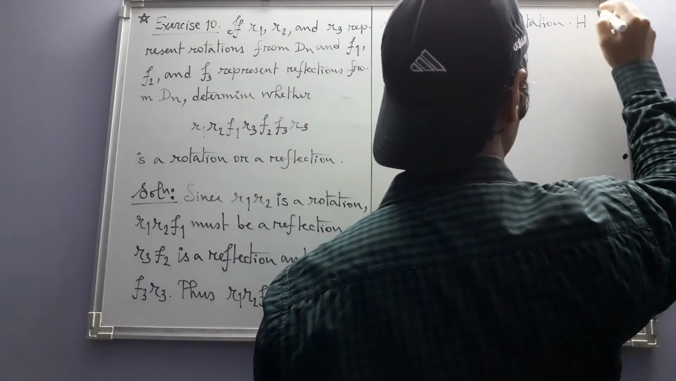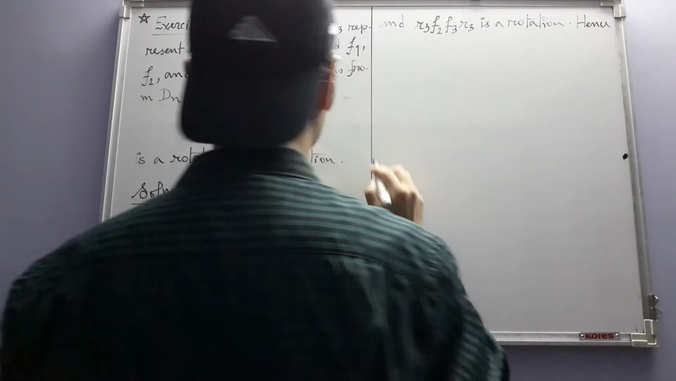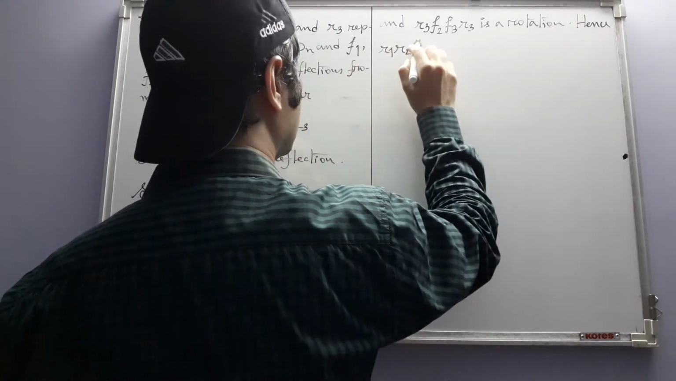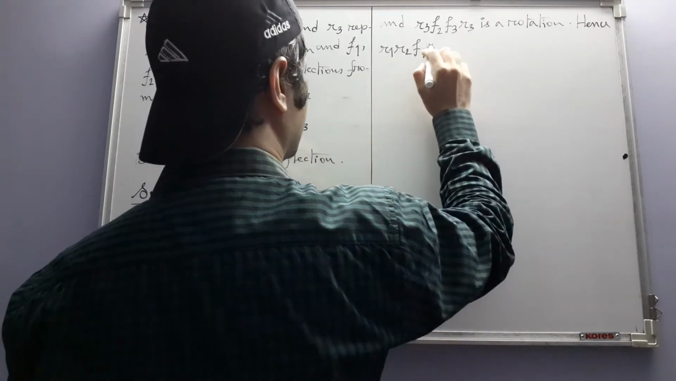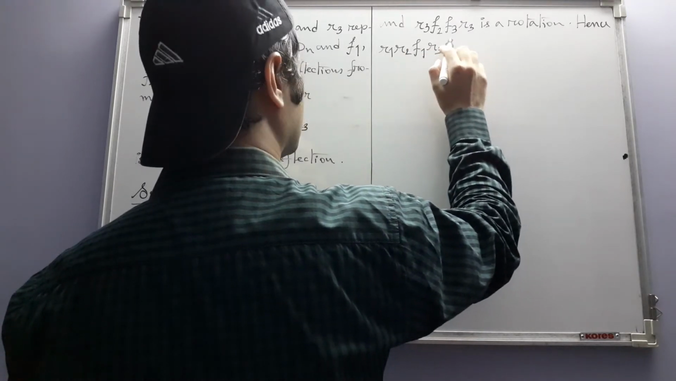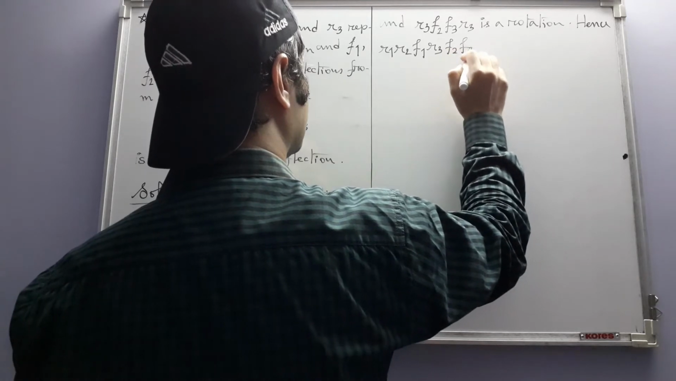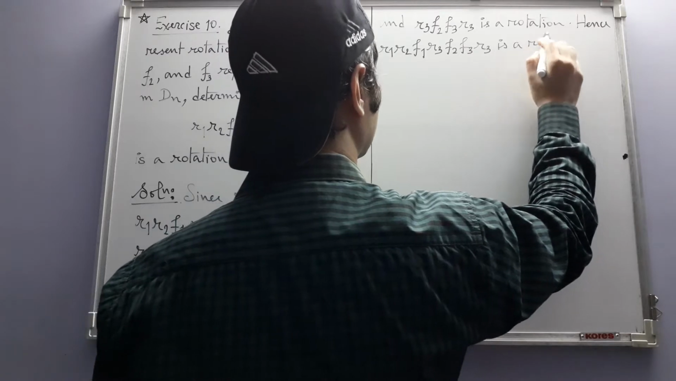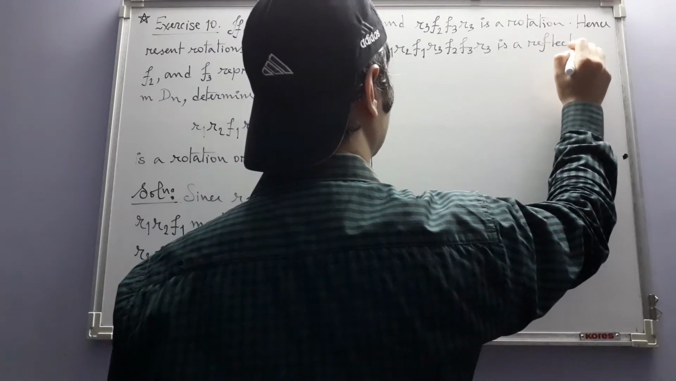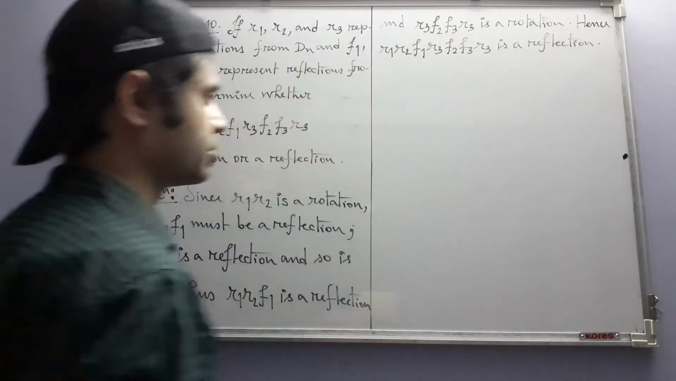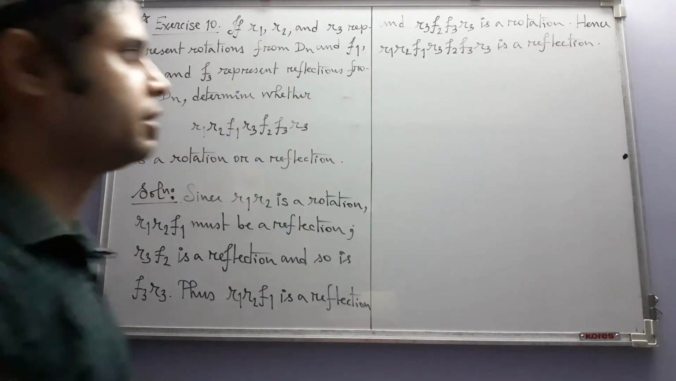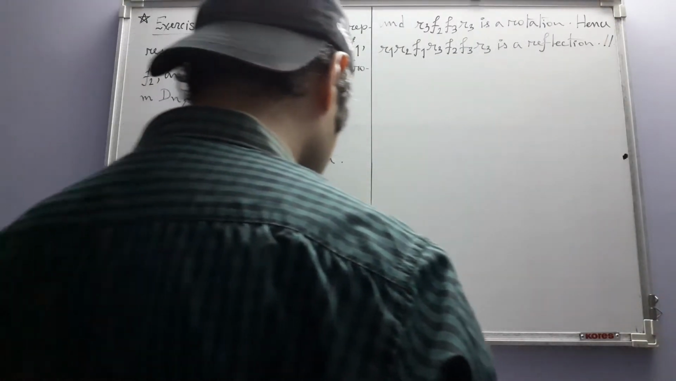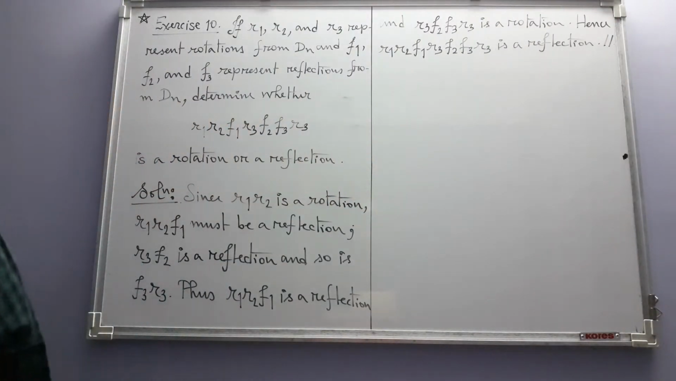Hence, R1, R2, F1, R3, F2, F3, R3 is a reflection. So that is the solution. Then we see exercise 11.